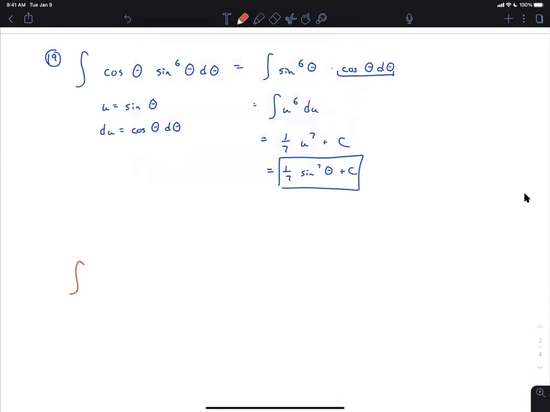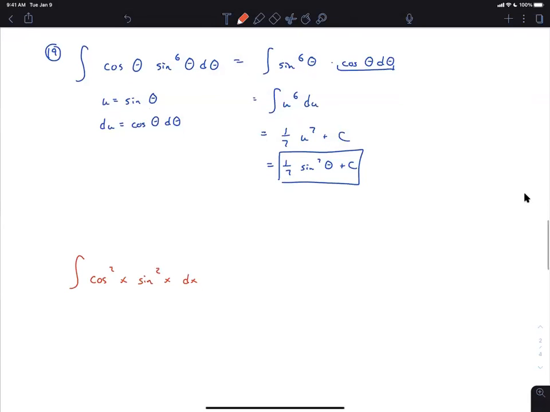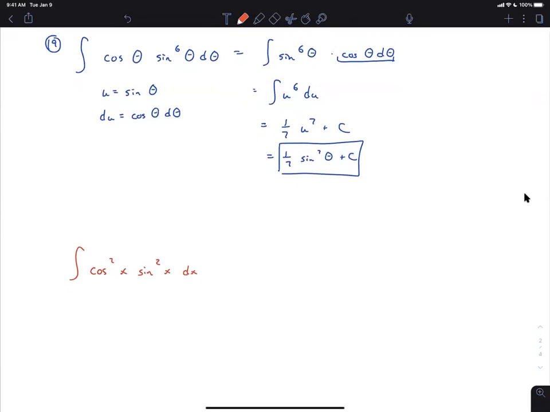Let's do the integral of cosine squared x sine squared x dx. So, okay, if they're both even, then you want to use half angle formulas. Now, these rules I'm talking about are for sine and cosine, not for secant and tangent. There are different things to think about with secant and tangent.